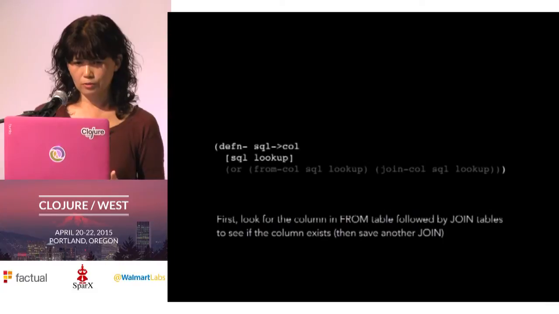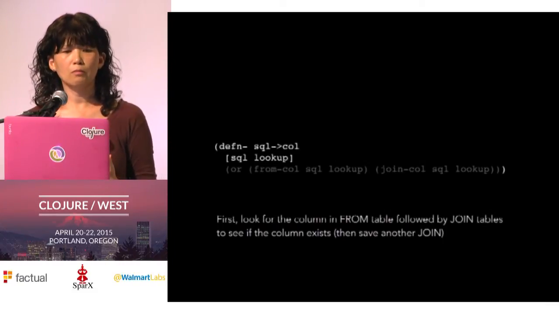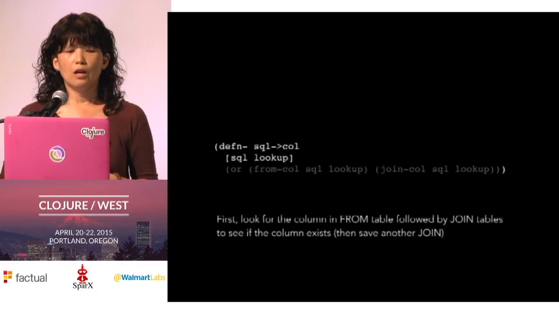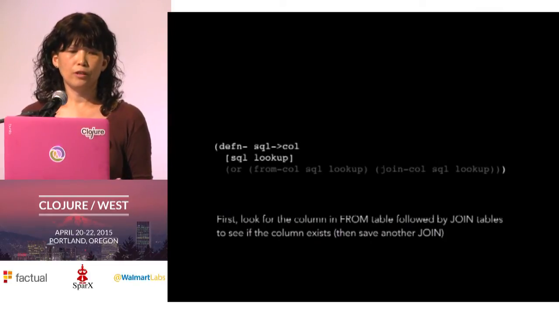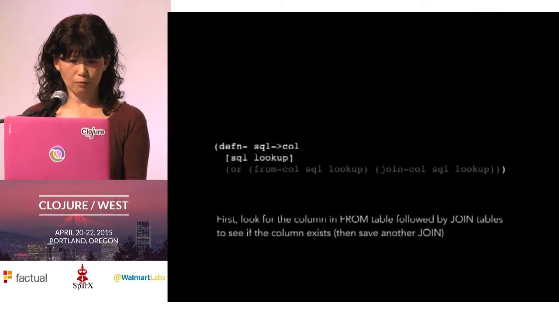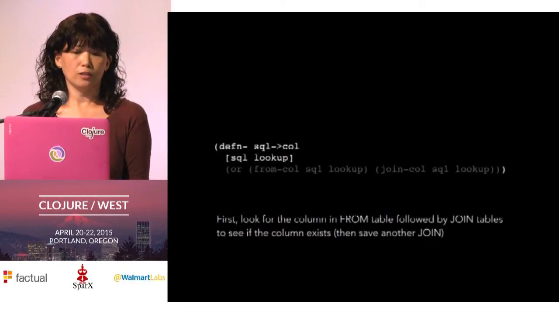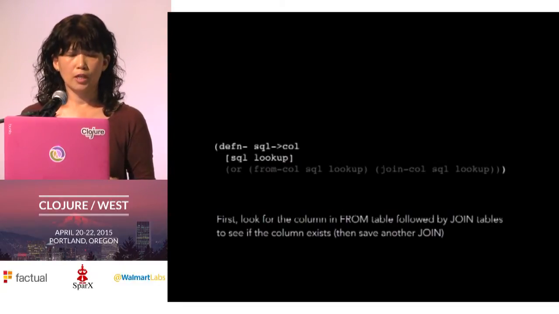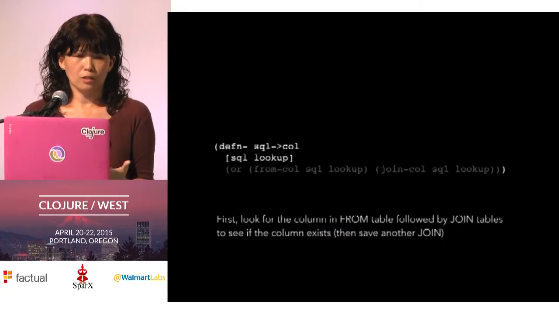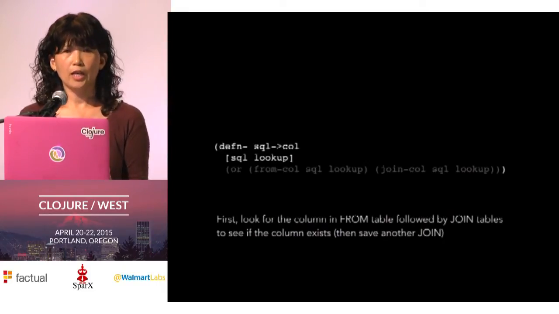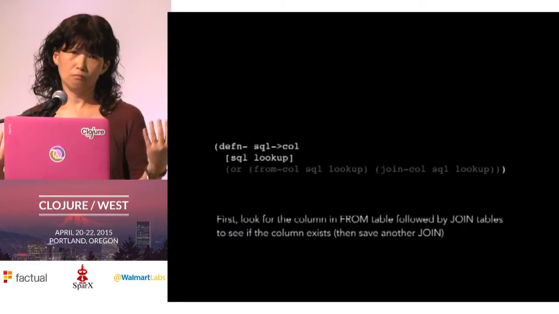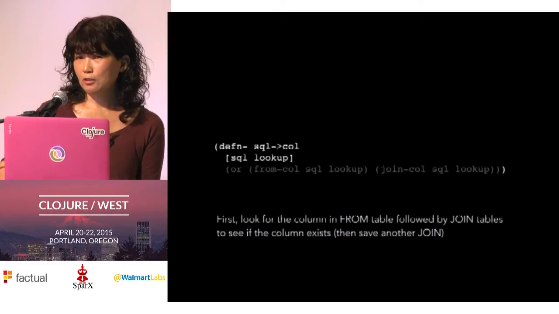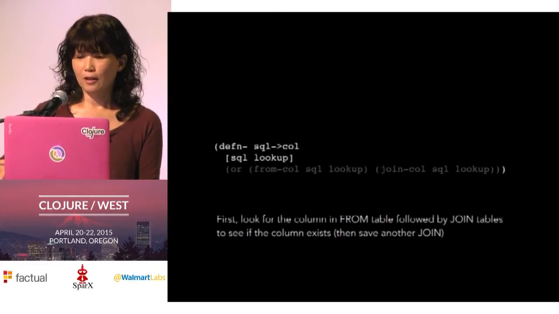Similarly, I have this function called SQL to column. It takes a SQL map and a column lookup. What it does is first look for the column in the from table. If it's there, it returns the column that you are looking for from the from table. If it doesn't, it will look through the join tables to see if one of them has the column you're looking for, and then it will return it. If not, it returns nil. You can do this because a SQL map is a Clojure map. Imagine if this was a string, it would be very hard to do.